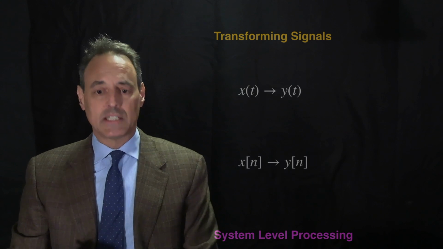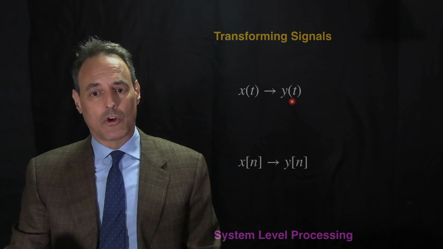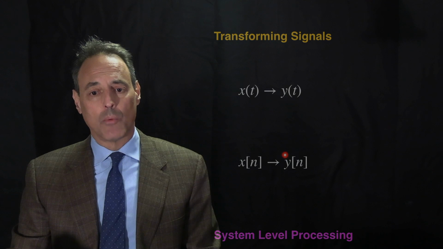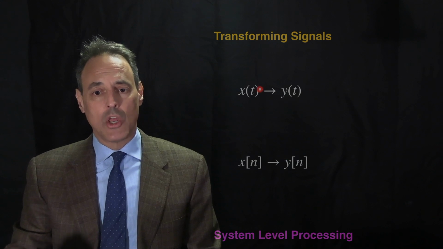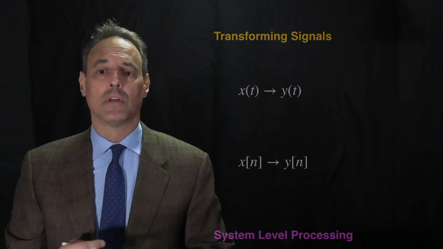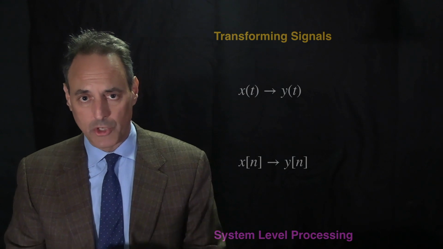So let's think about this from a mathematical point of view. x(t) is going to go to y(t), or in a discrete case, x[n] is going to y[n]. And what we'd literally like to understand is, what is the process that takes this original signal into this new version of the signal, this transformed signal that we can use?